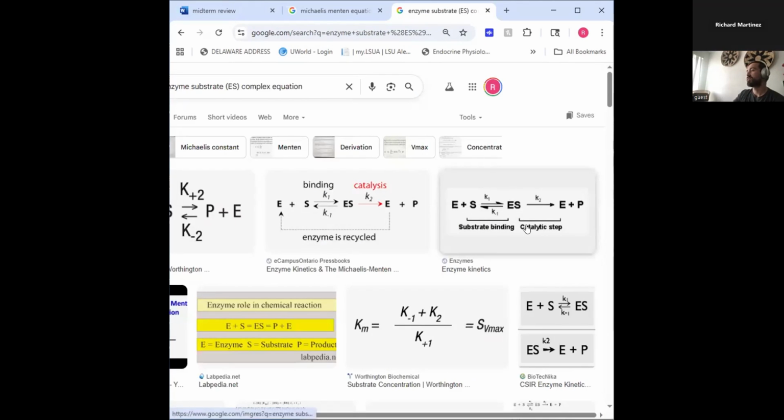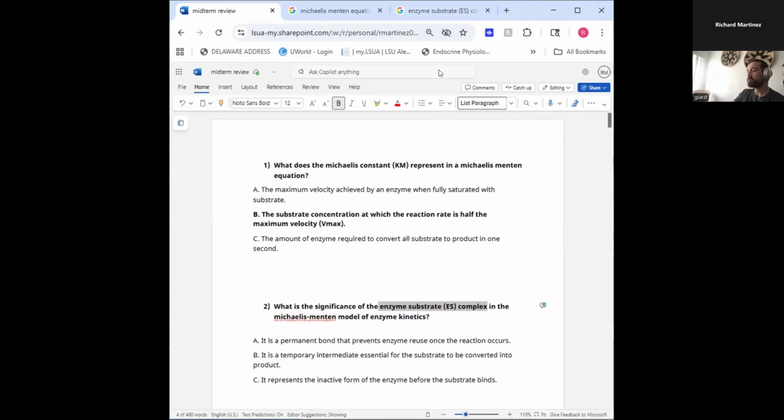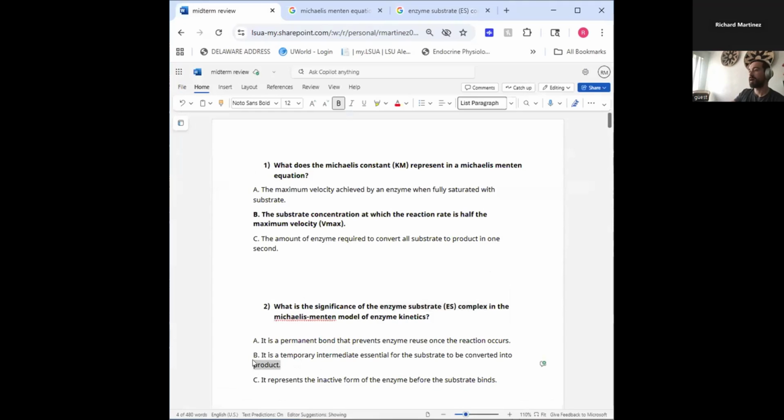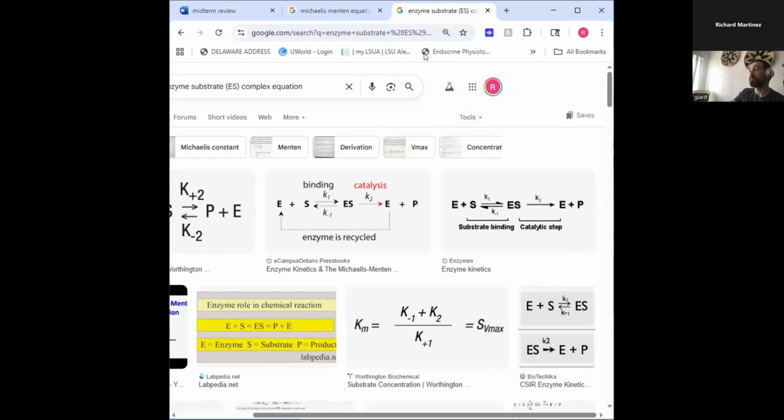This is before the catalytic step. This is just happening here. Remember, I could go forward and I could go reverse, before it can be converted into the product. See, boom, right here. I would just mark that as B and move on. But we'll look at C and explain why it's wrong. It represents the inactive form of the enzyme before the substrate binds. Once again, not true. They're binding. They're together. Remember, substrate binding is here.